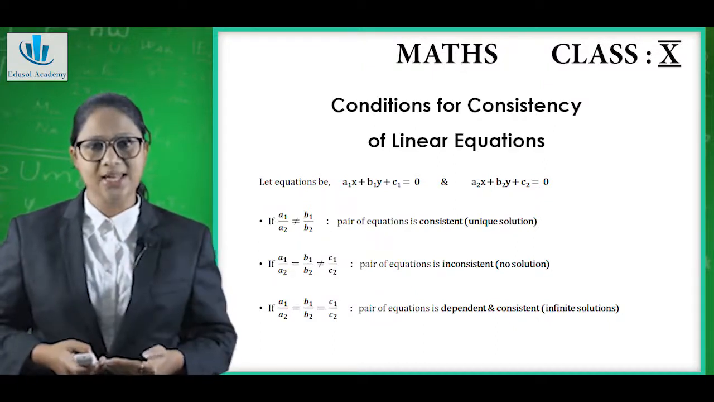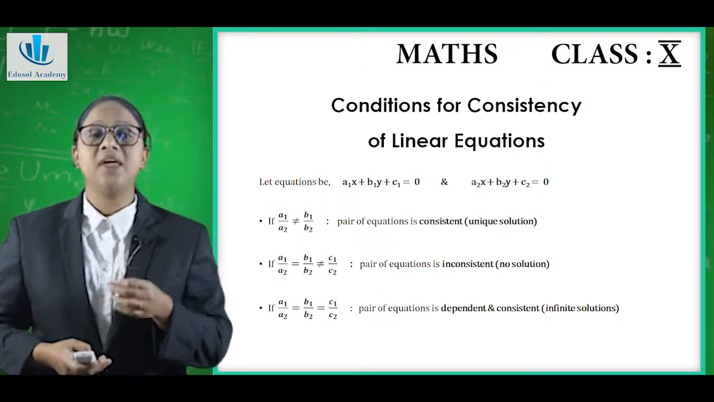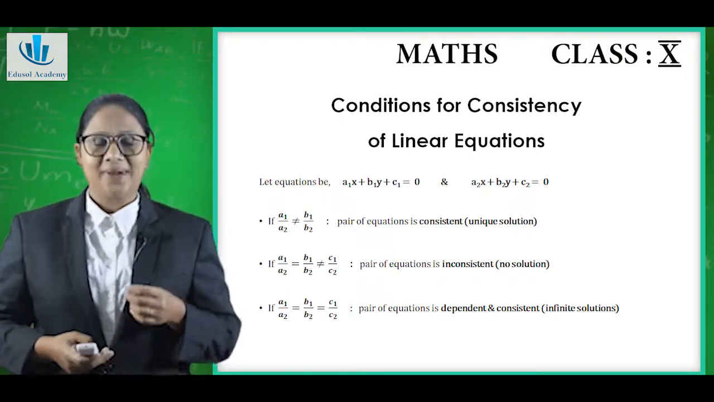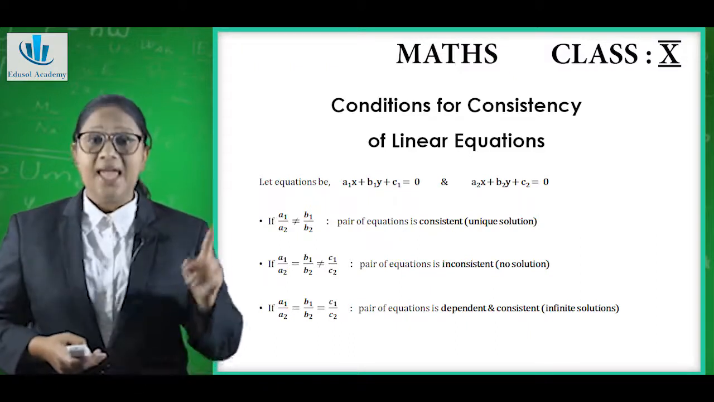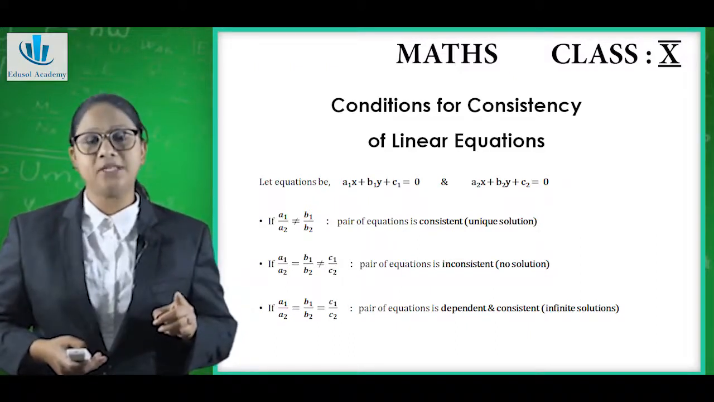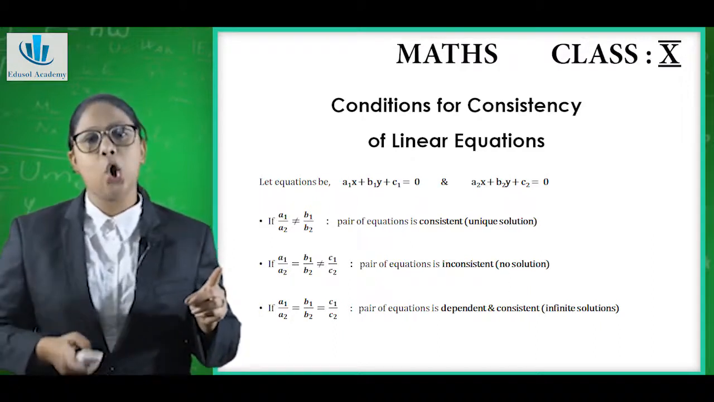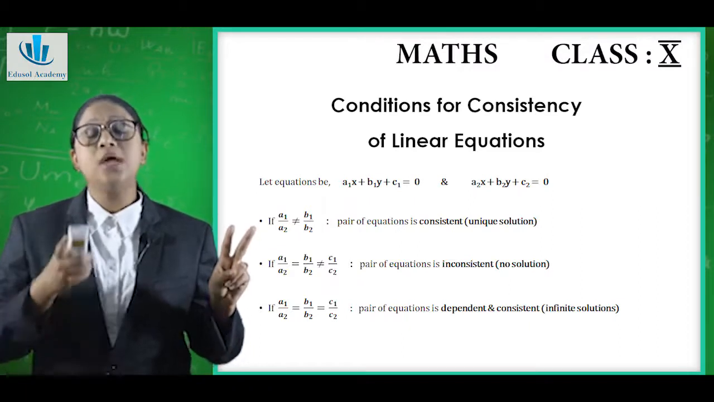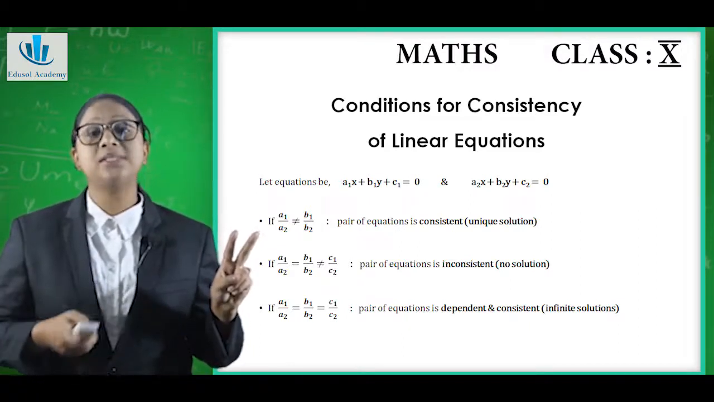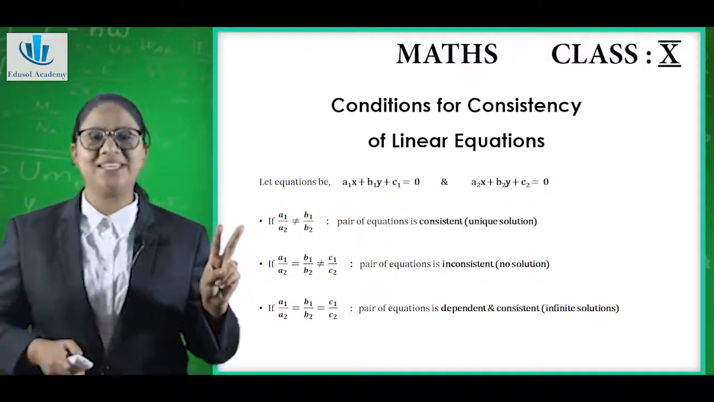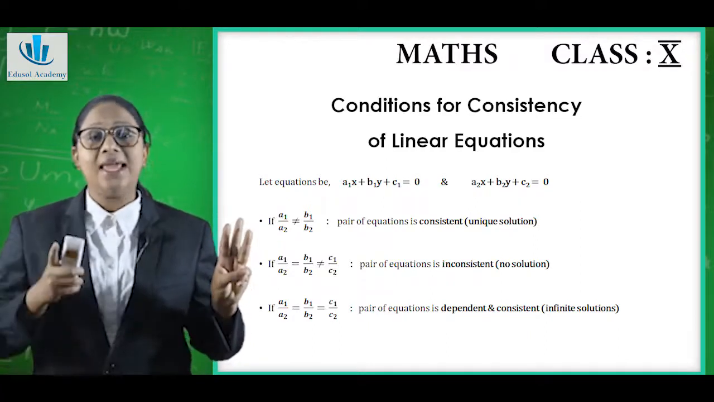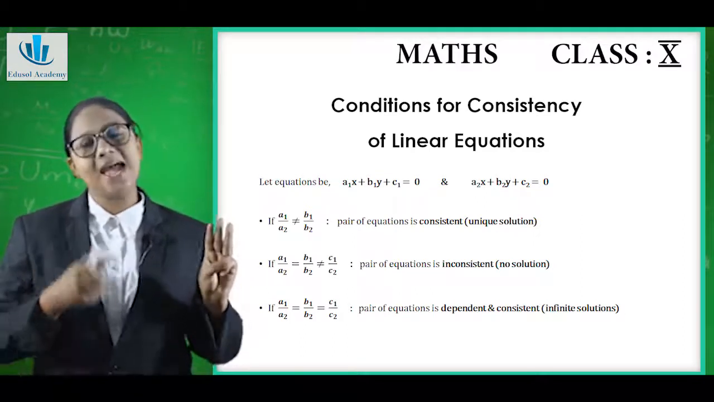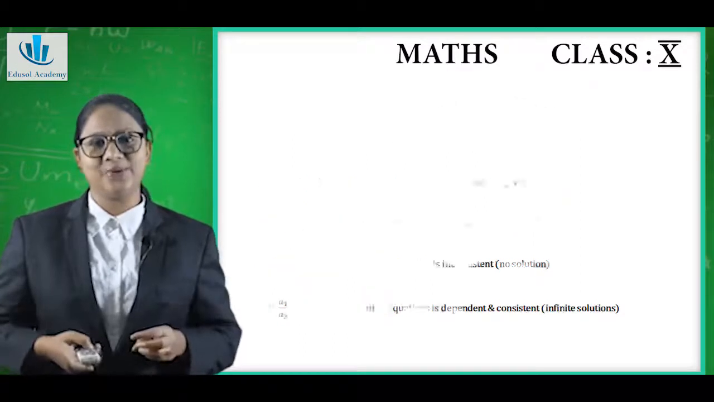Let's revise it once again. For a1 x plus b1 y plus c1 is equal to 0, and a2 x plus b2 y plus c2 is equal to 0: if a1 by a2 is not equal to b1 by b2, the system is consistent, with a unique solution. If a1 by a2 is equal to b1 by b2 but not equal to c1 by c2, the system is inconsistent, with no solution. And if a1 by a2 equals b1 by b2 equals c1 by c2, then the system is consistent and dependent, as in infinitely many solutions.